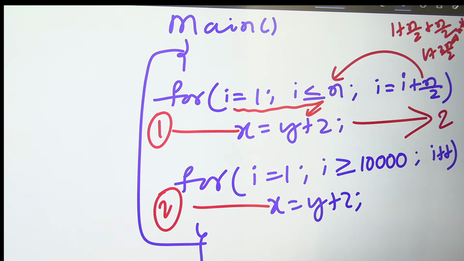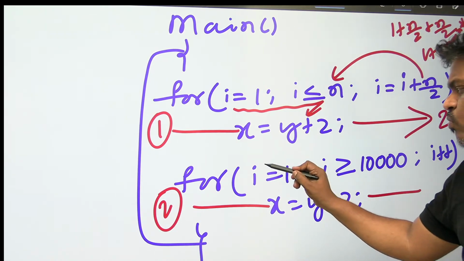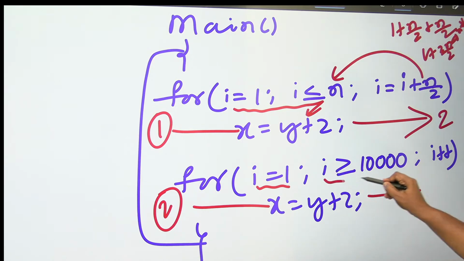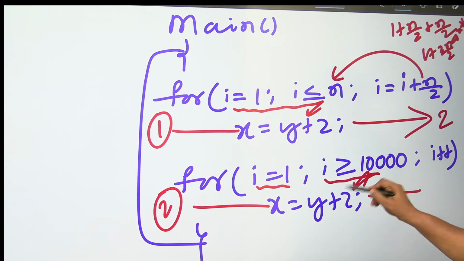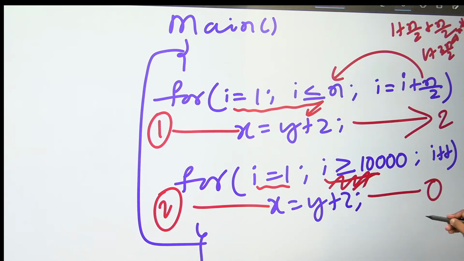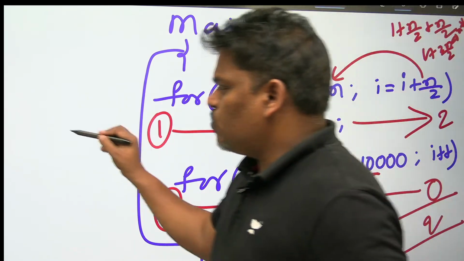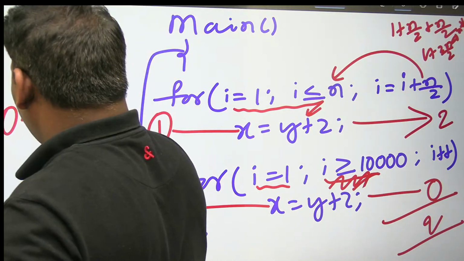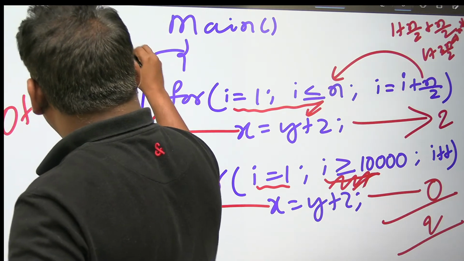It looks like n, but it will repeat only 2 times. But if you see the second loop, i value 1 less than or equal to 10,000 fails, stop. So this will execute almost 0 times. But overall, 0 plus 2 is 2, which is big O of constant.